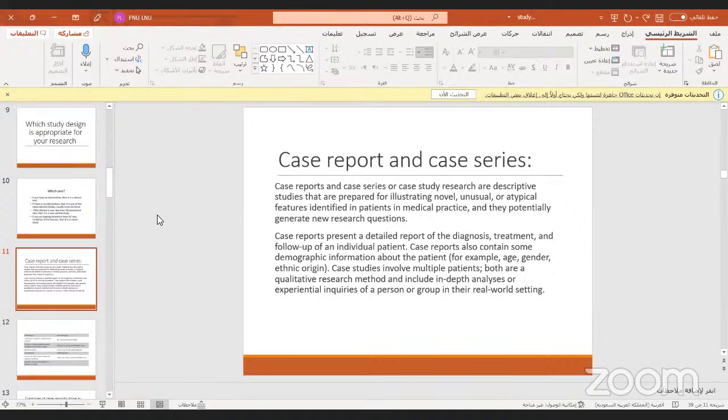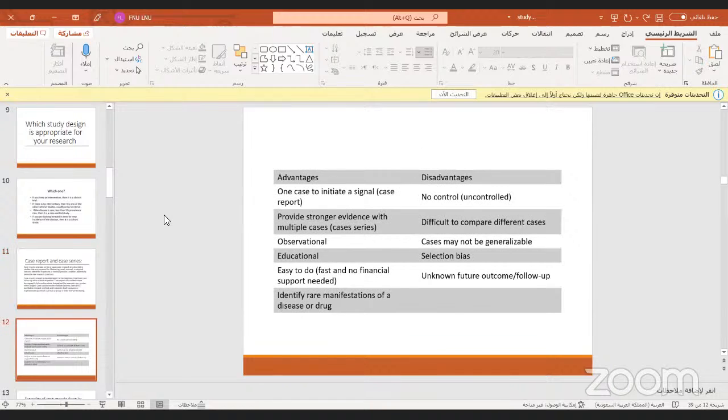Case series involve multiple patients. Both case series and case reports are qualitative research methods and include in-depth analysis and experiential inquiries of a person or group in a real-world setting.